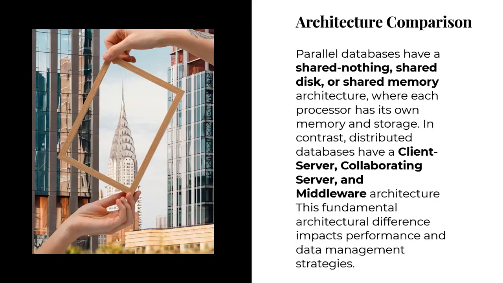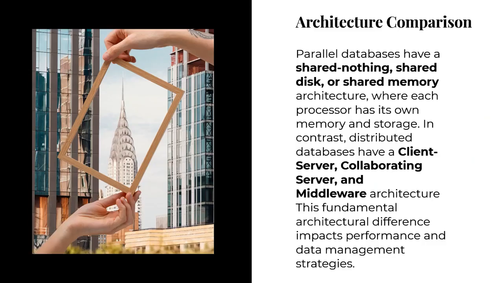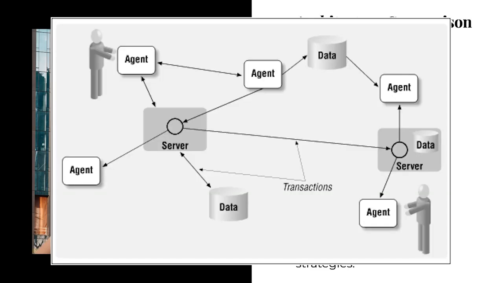For the distributed database, we have the client server. That is, the client is speaking to the server. In the second, we have the collaborating server. In this type of architecture, when the client requests some information, let's say the client is requesting some information from Google, then Google's several servers across the country or across the continent would work together.